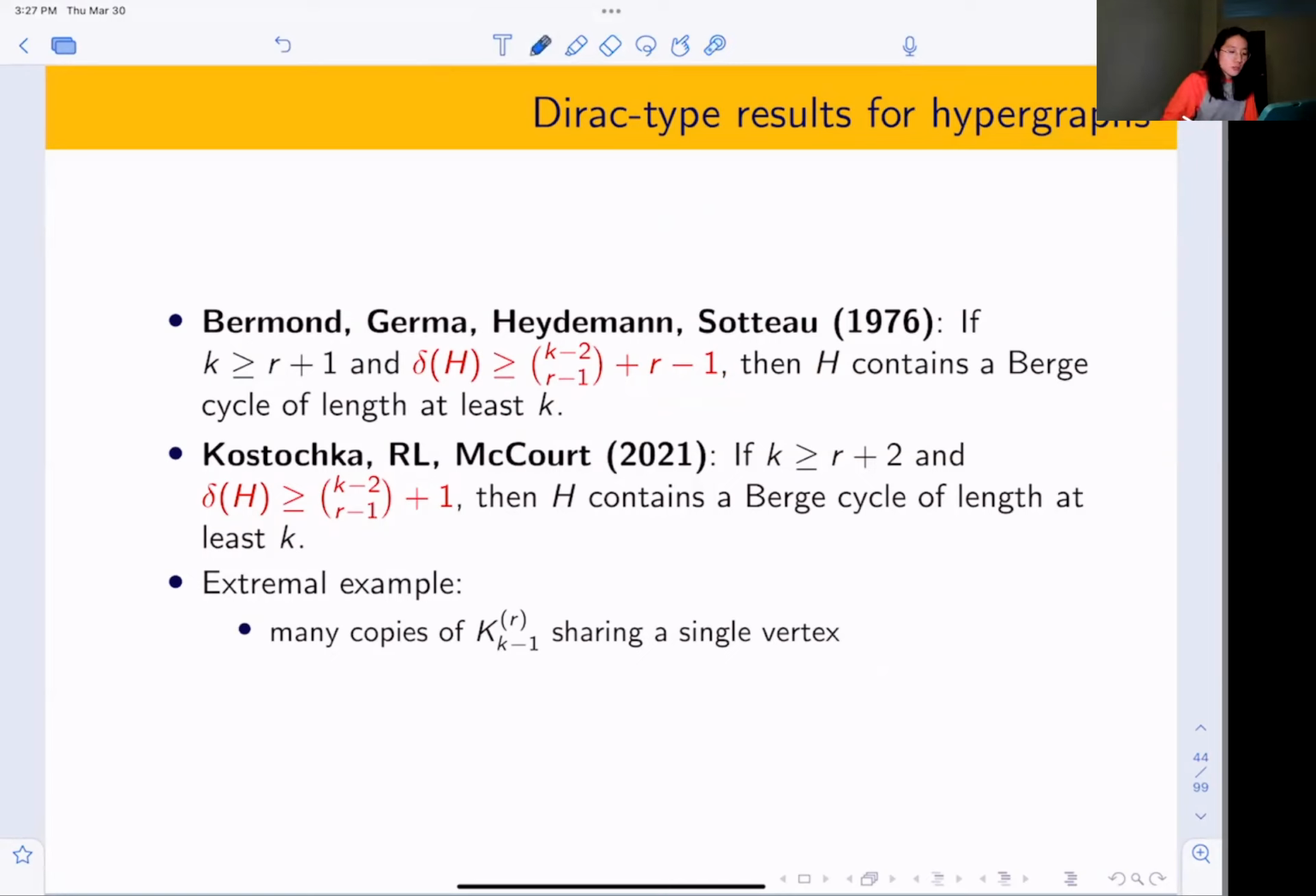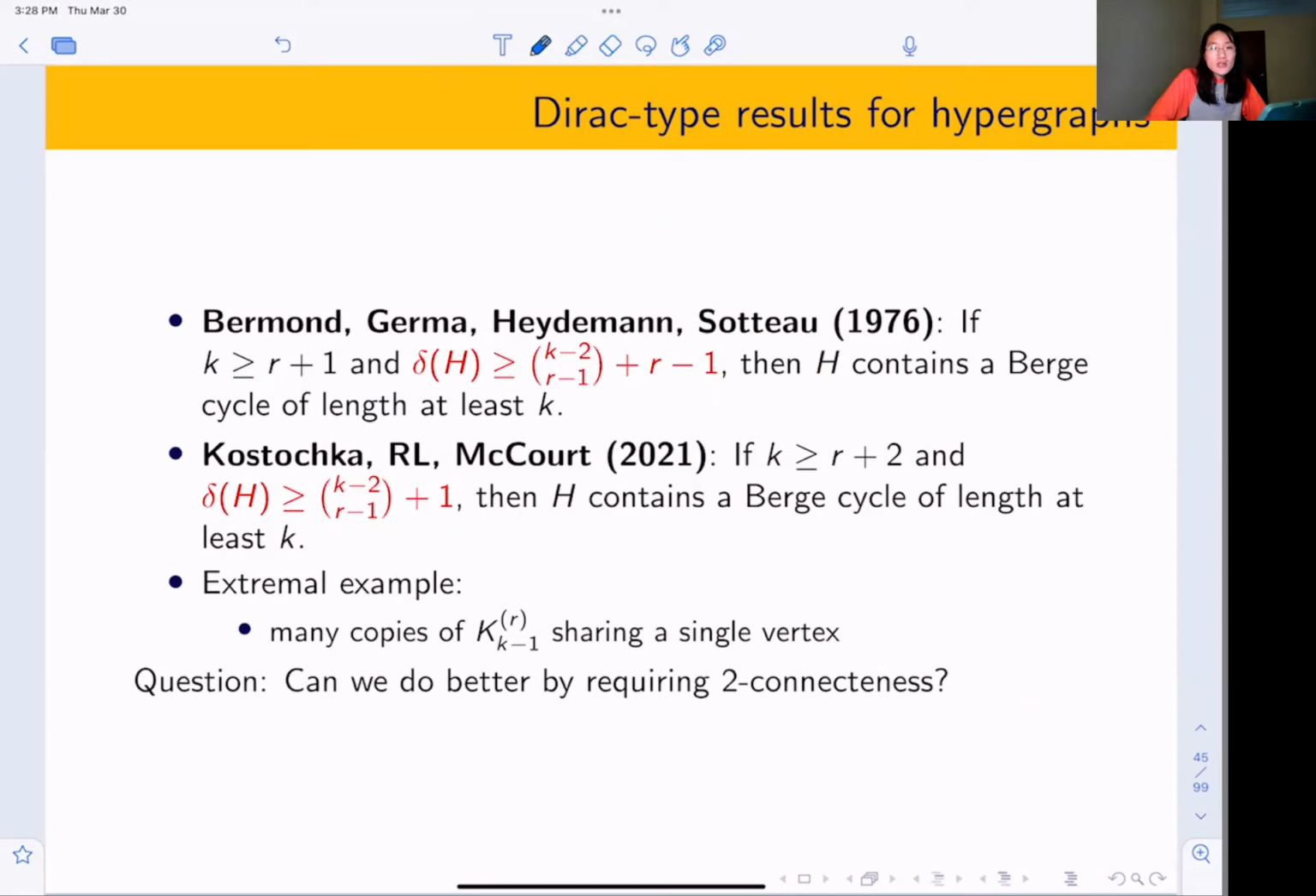So the examples are not too surprising. We basically just have hypergraph versions of whatever the extremal examples we had for Dirac's theorem originally. So here we can just take a bunch of cliques which share some cut vertex. And, okay, we didn't define a cut vertex here for hypergraphs, but hopefully it's clear what it means. And for similar reasons here, I cannot find a cycle of length greater than k.